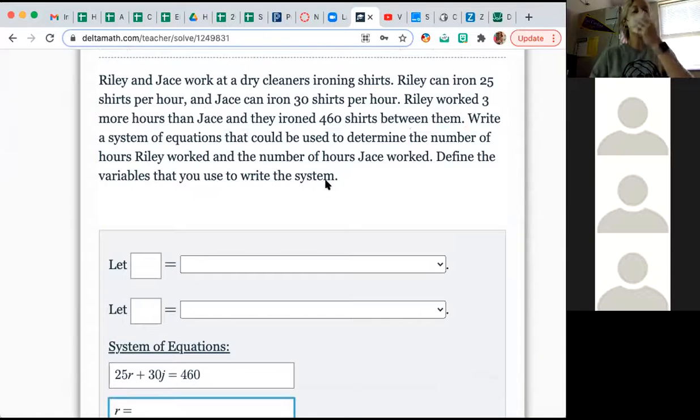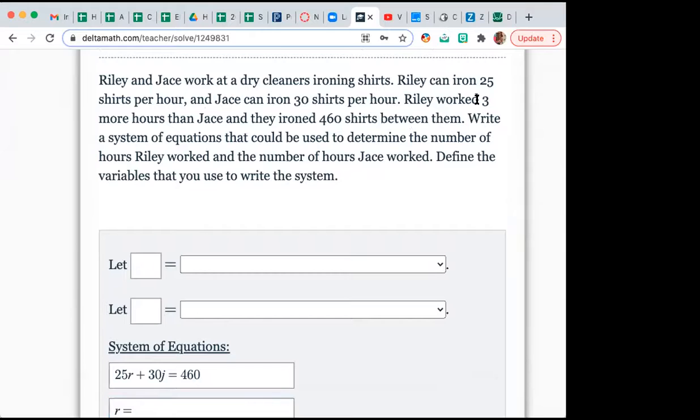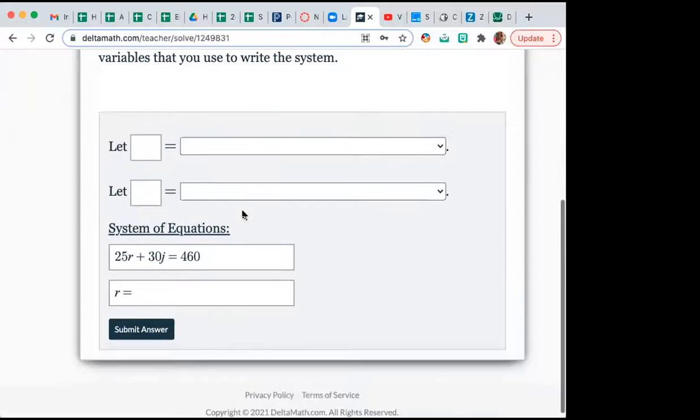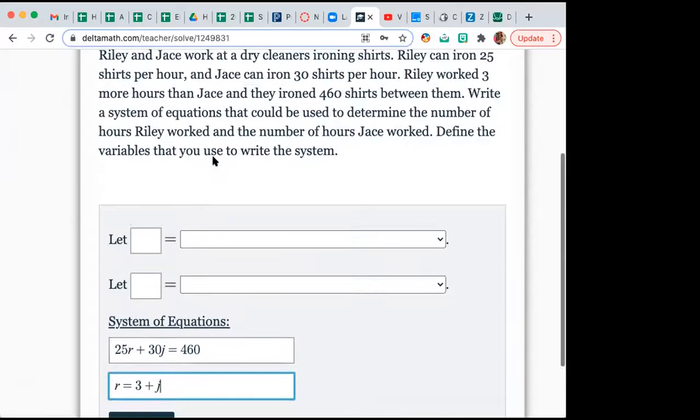I know. R equals. Now listen, it says 3 more than. What does more than mean in math? Plus. It does mean plus. And who did he work 3 more than? Jace. So you should have put 3 plus J. Some of them look like that. Some of them don't. So we're going to do more of these today. That's what we're doing today.